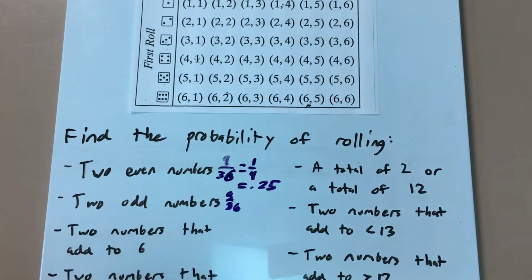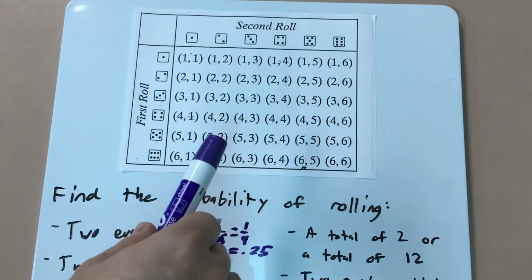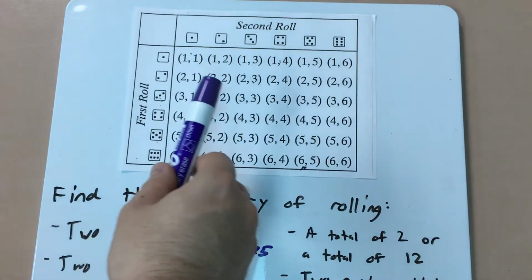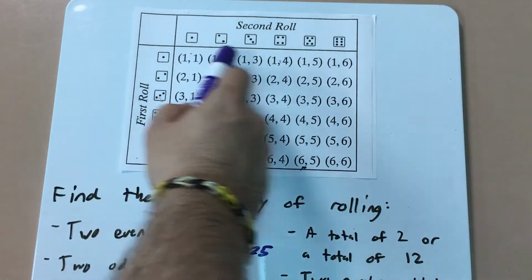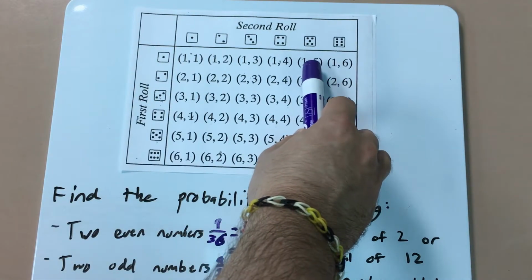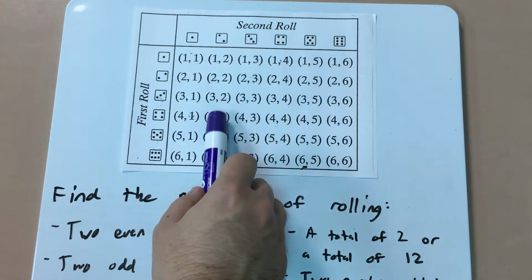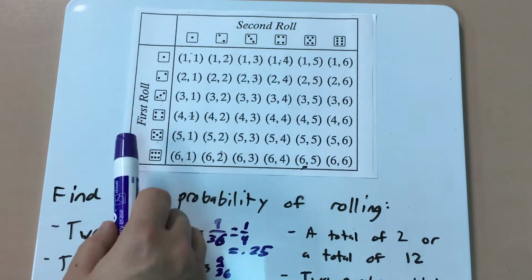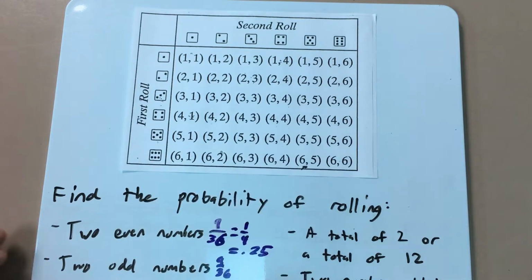But now, two numbers that add to 6. So essentially, I'm just looking for any combination of numbers where my two dice, when I roll them, add up to 6. So that's 1 and 5, that works. 2 and 4 works. 3 and 3 works. 4 and 2 works, and then 5 and 1 works. So there's 1, 2, 3, 4, 5 ways out of 36 to get that.